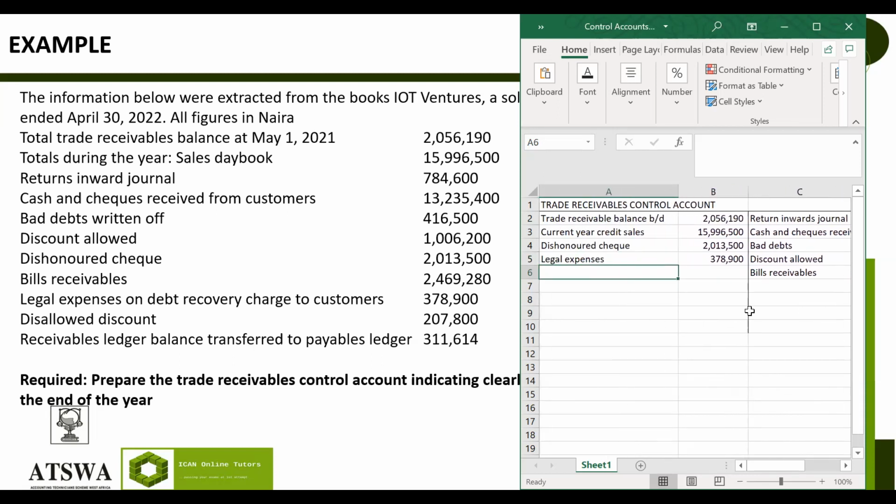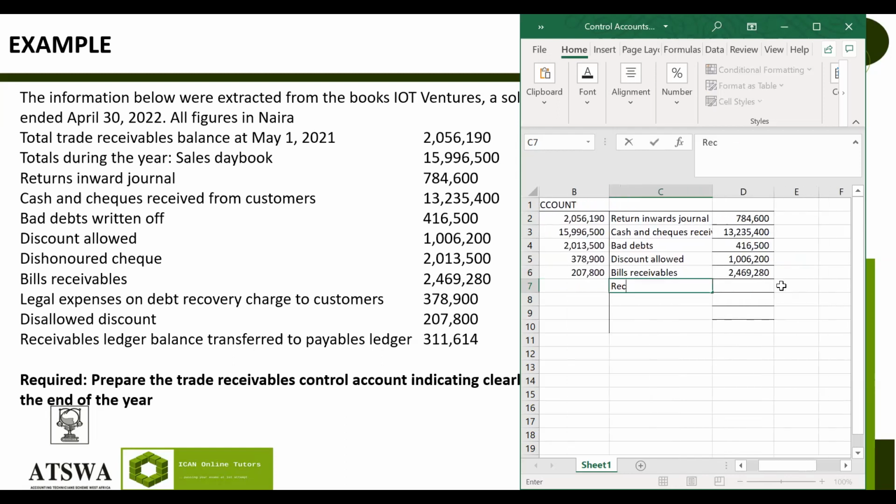Okay, that's correct. So what about disallowed discount? Debit side. If you can remember where discount allowed is, you can just know that the opposite side is disallowed discount. How much is this? 207,800. Then there's receivable ledger balance transferred to payables account. This one will be on the credit side.